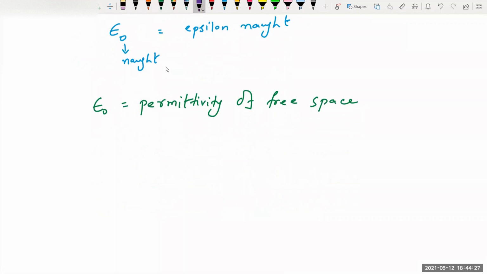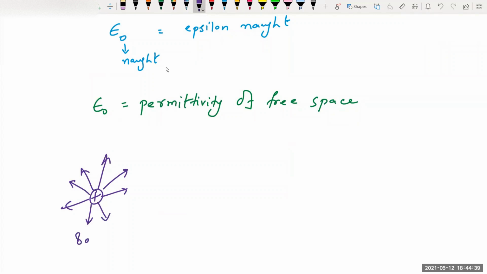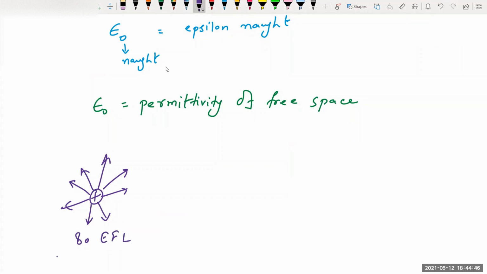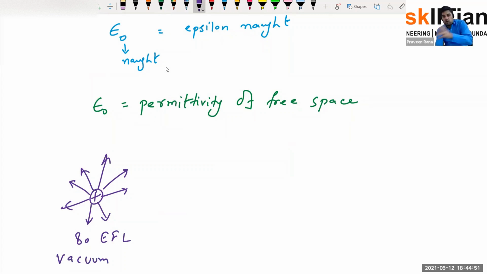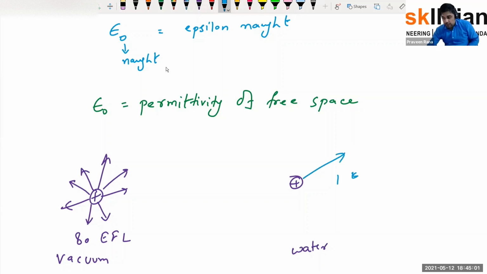Let's just say you have a positive charge. From a positive charge, there are many electric field lines originating from it, like this. Let's say these are 80 electric field lines, and these lines are present in vacuum. Now I took this charge and placed it in water. Now in water, there was only one electric field line.